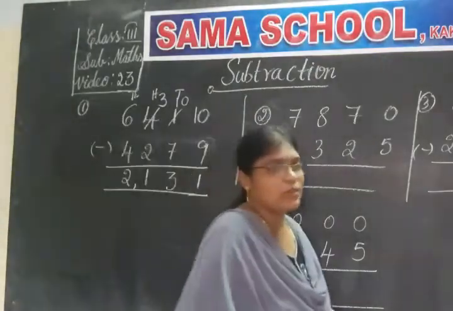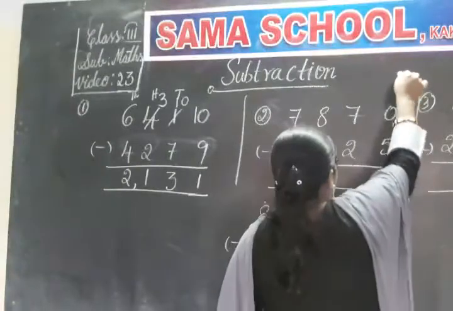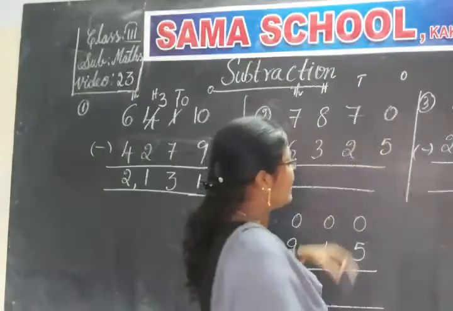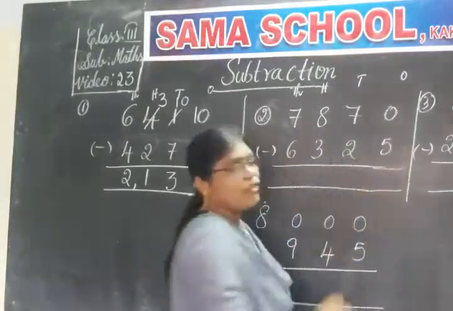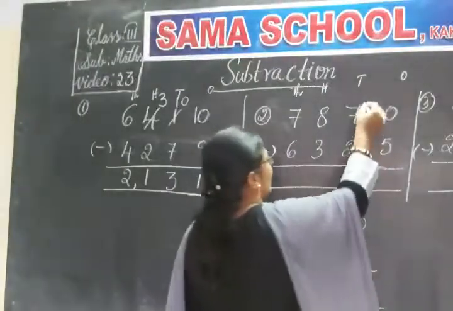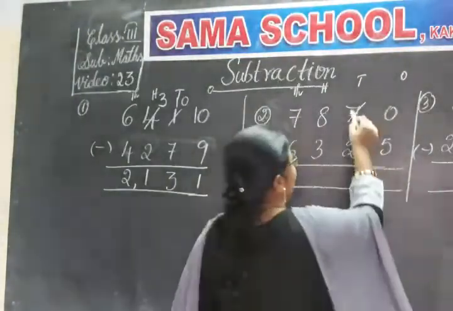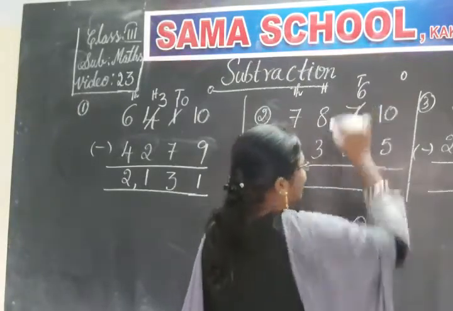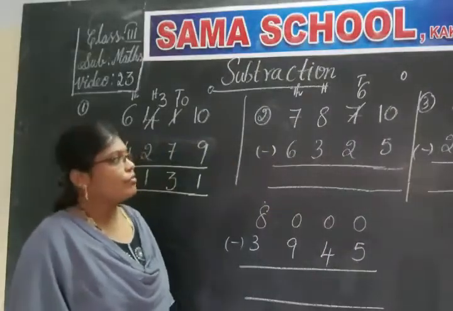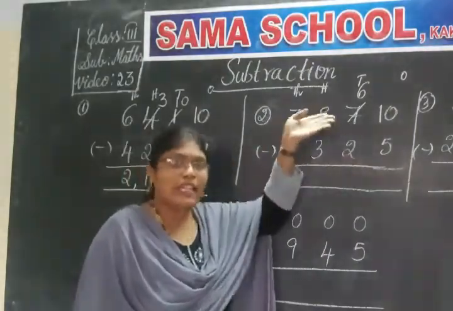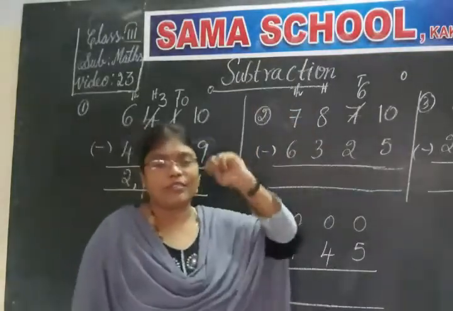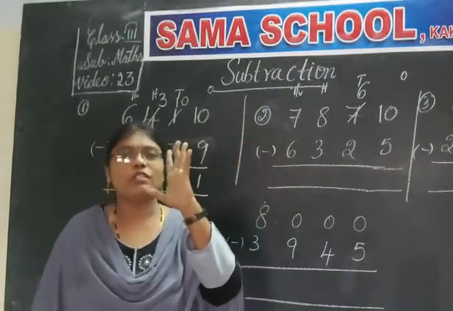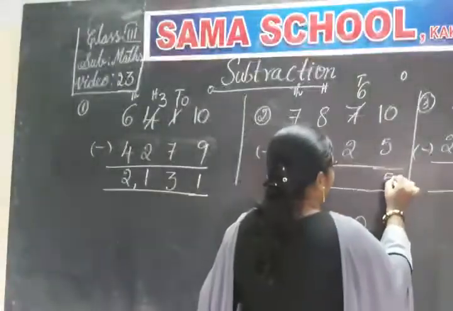Now let us move to the next one. Write the place values, ones, tens, hundreds, thousands. Here the digits in ones place are 0 and 5. We cannot subtract anything from 0. So borrow from tens place. Here we have 7. So if we borrow 1, that will become 6. And here it will become 10. So you have to subtract 5 from 10. 5 after 6, 7, 8, 9, 10. How much? 5. So write 5 in ones place.